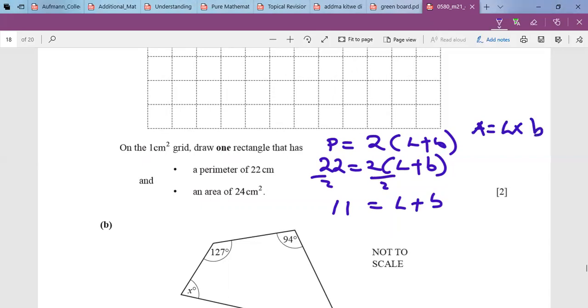But the area of this rectangle is 24 square centimeters. So area of a rectangle is length times breadth. So in short, we want this arrangement where L times B is 24. In short, find two factors of 24 whose sum is 11. And the factors of 24 are 3 and 8. Because once you multiply that, you get 24. When you add, you get 11.